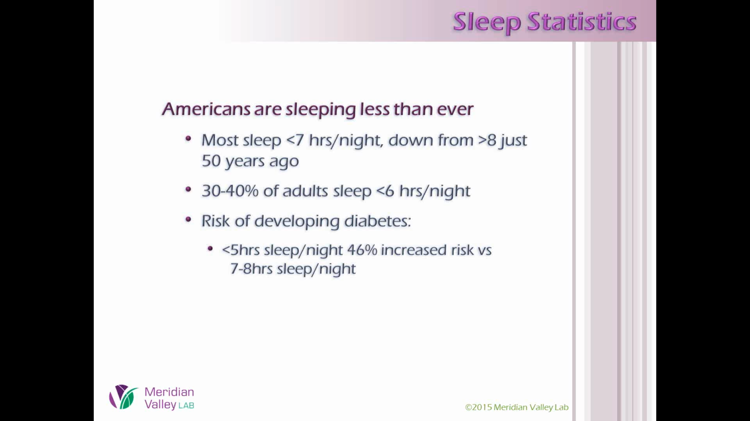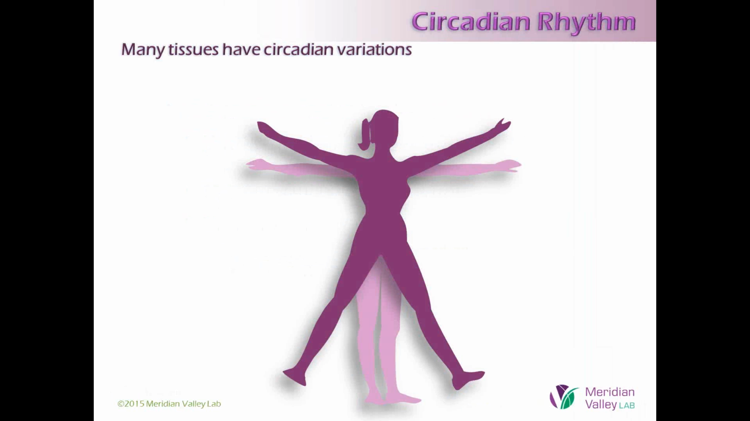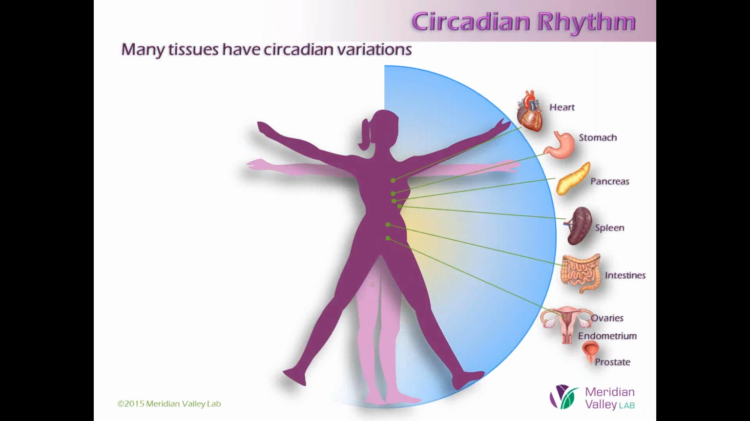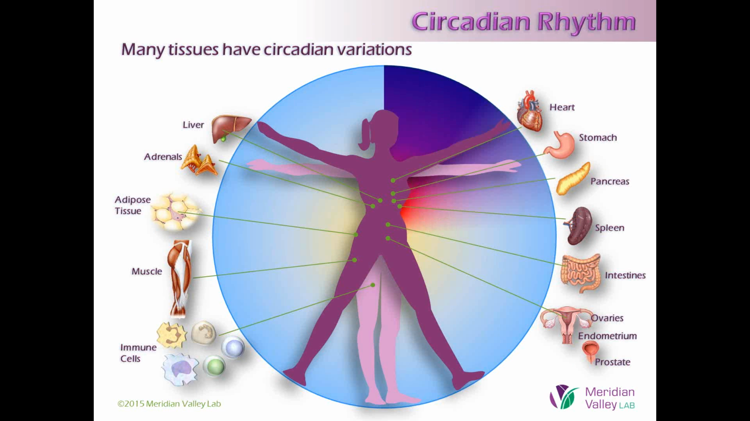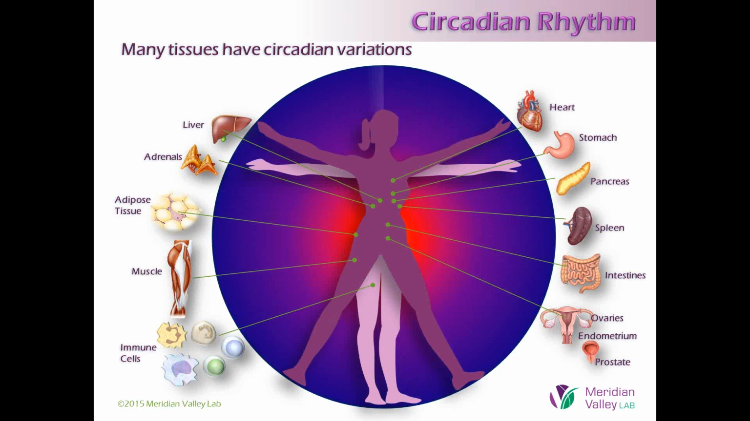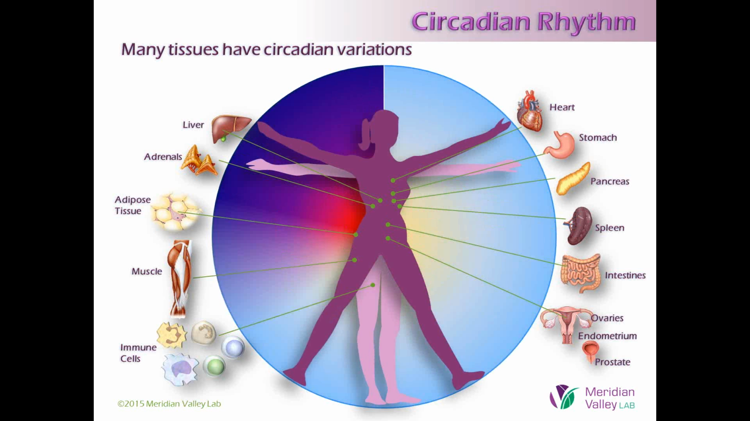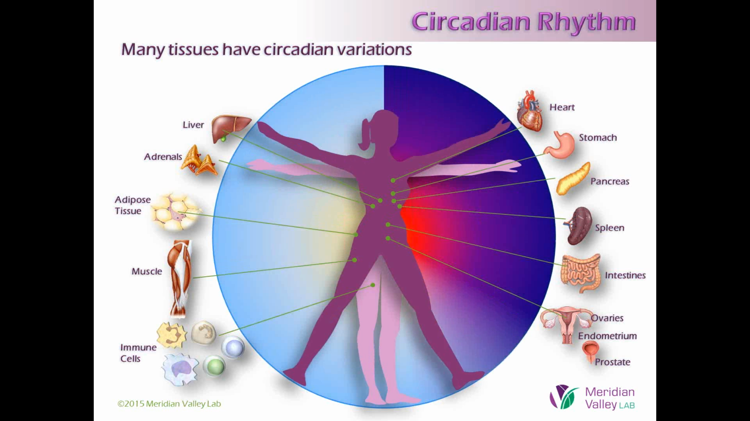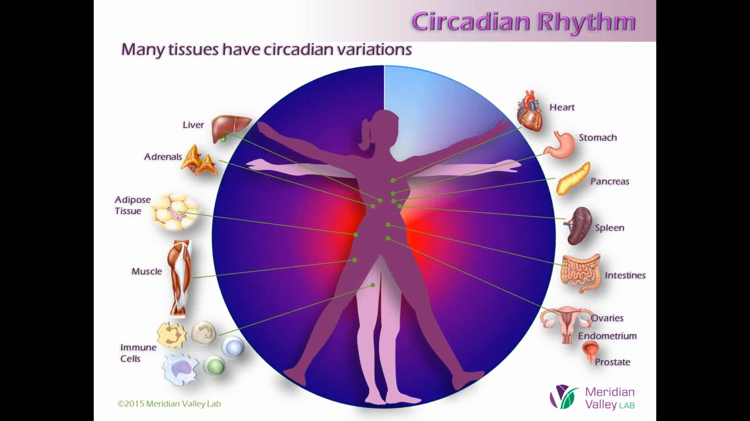So that makes the strong suggestion here that one of the ways that we can start to intervene in this process is to work on sleep with our patients. And so when we think about circadian rhythm, we're not just thinking about melatonin, we're not just thinking about cortisol, but many, many body tissues have a circadian pulse, a circadian rhythm to them, and it's worth noting.